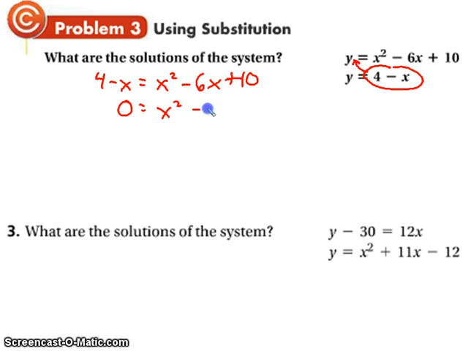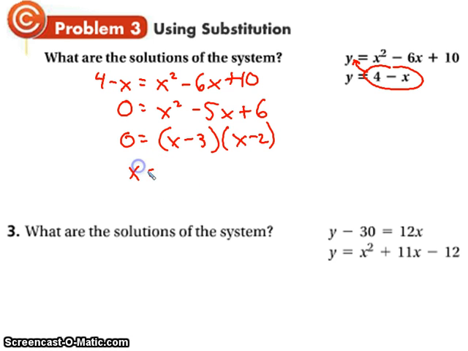I'm going to move that. That gives me minus 5x. And I'm going to move that. That's going to give me plus 6. Well, that's factorable: (x - 3)(x - 2). So that gives me x is equal to positive 3 or positive 2. Cha-ching. Those are the answers.